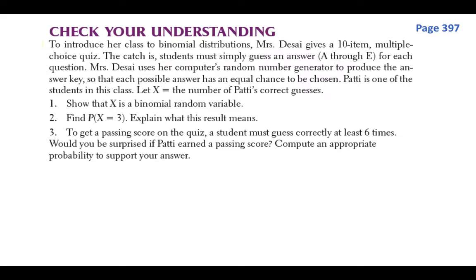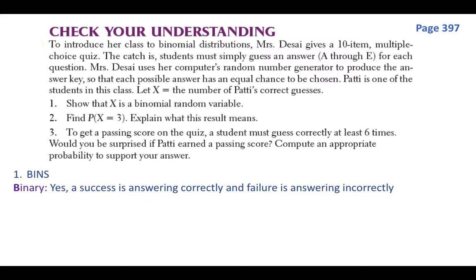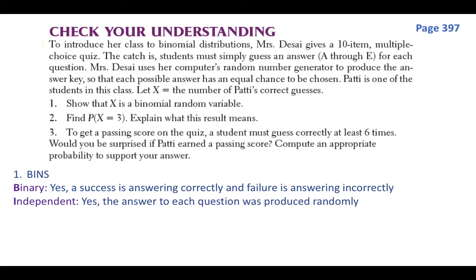Patty is one of the students in the class. Let X equal the number of Patty's correct guesses. So the first question is, show that X is a binomial random variable, and this is where we check 4 things, and the acronym for them is BINS. So the B stands for binary, and yes, this is met because we're checking to see if there's just a yes or no, success or failure, and a success is answering correctly, and a failure is answering incorrectly. Independent is also met.